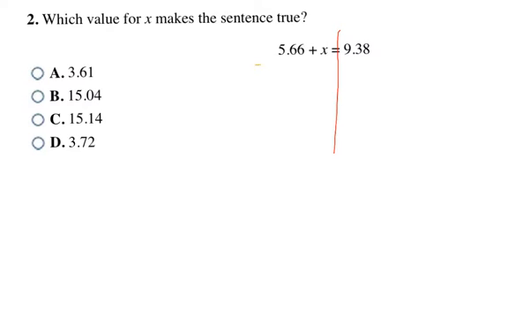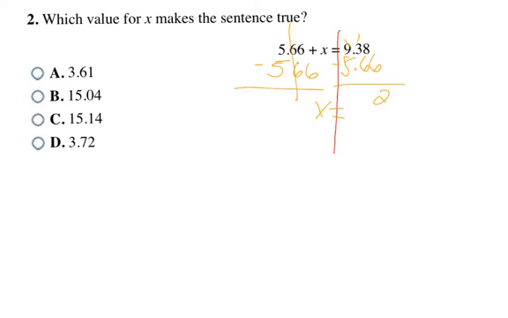I'm going to subtract both sides by this 5 and 66/100. And remember, when you are adding or subtracting decimals, you need to line up the decimal places in your answer. So here, 5.66 minus 5.66, that's 0. So these are going to cancel out, and I'm just left with x. And x here is going to equal, and I do the subtraction, that's going to be 2.